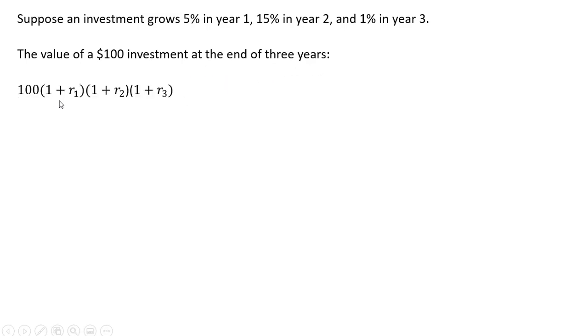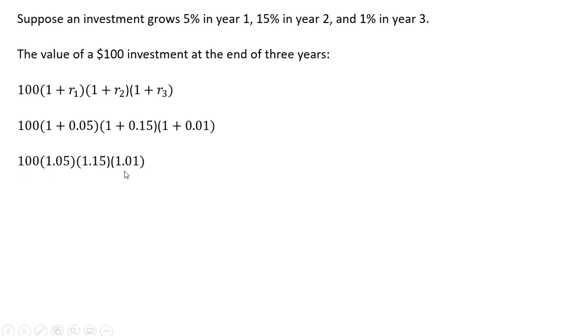It's going to be 100 times (1 plus the growth rate in year 1) times (1 plus the growth rate in year 2) times (1 plus the growth rate in year 3). So replacing R subscript 1 with the 5%, putting it in decimal format, doing the same thing for year 2 and year 3. Simplifying. And simplifying some more, 1.05 times 1.15 times 1.01 will give us 1.219575. And that will equal $121 and almost 96 cents.